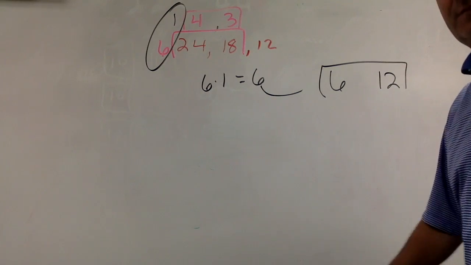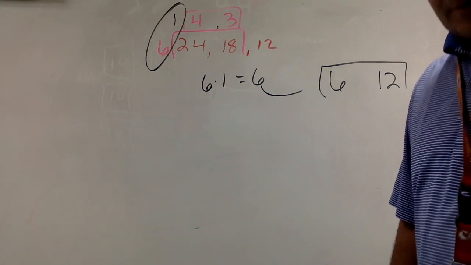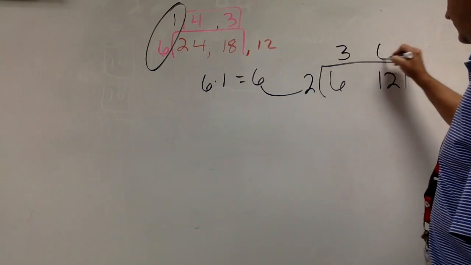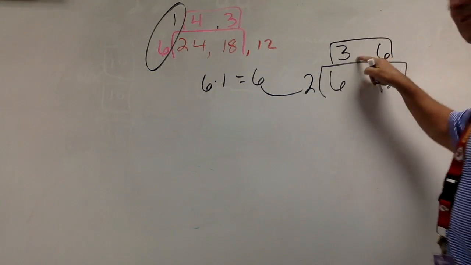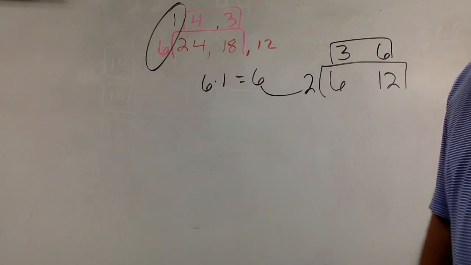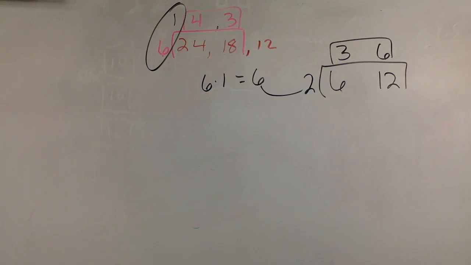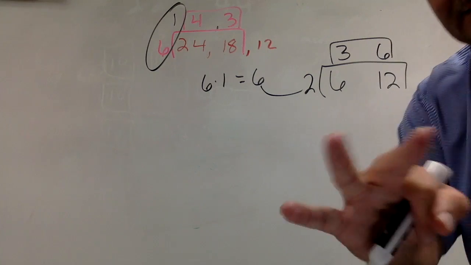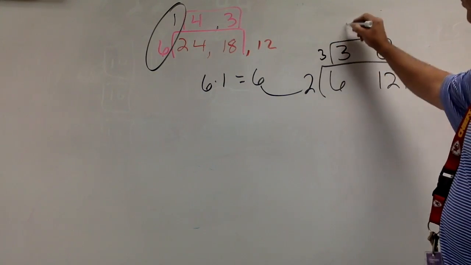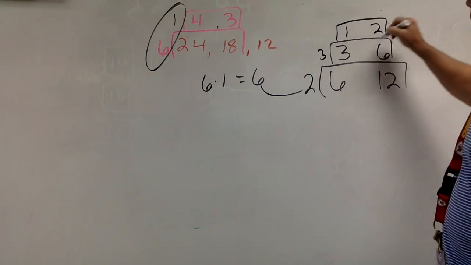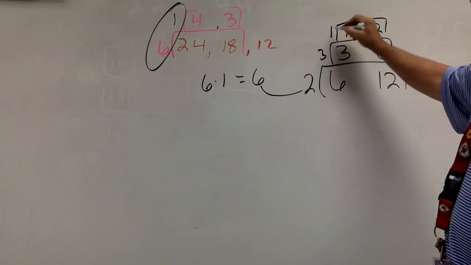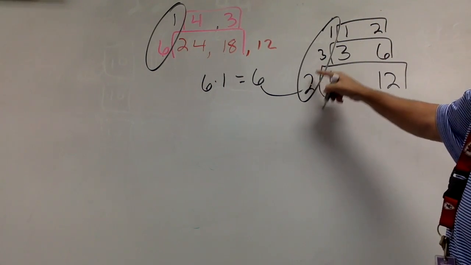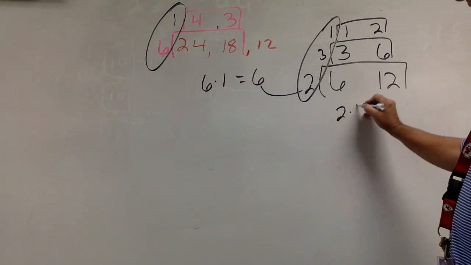What goes into both 6 and 12? Well, some of you who are really clever know 6 does. I'm going to use 2. This is 3. This is 6. This is where some of you are getting stuck. You think you're done. What goes into both 3 and 6? 3 does. 1, 2. What goes into 1 and 2? 1. Greatest common factor, multiply the outside. 2 times 3 times 1.